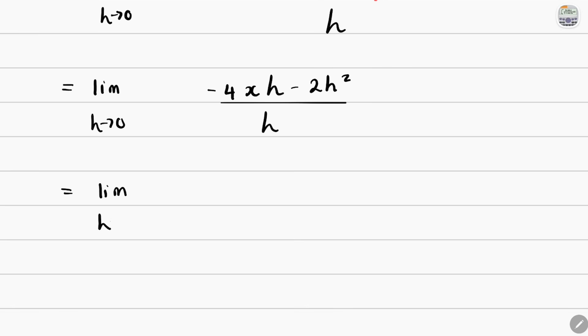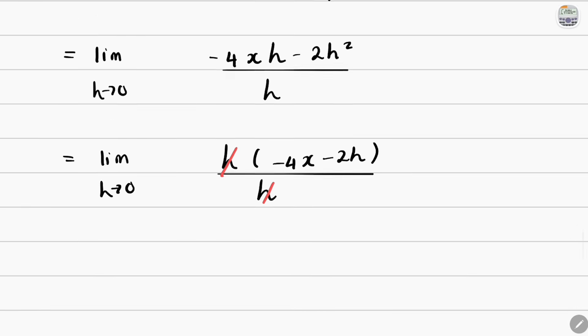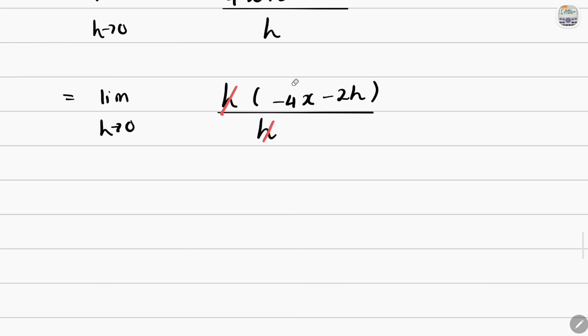The whole problem with this is that there was an h in the denominator, so we couldn't find the limit as h approaches 0 by substituting 0. So we're going to take it out as a common factor, and now we have negative 4x and minus 2h all over h. So the h's cancel, and we are left with this.